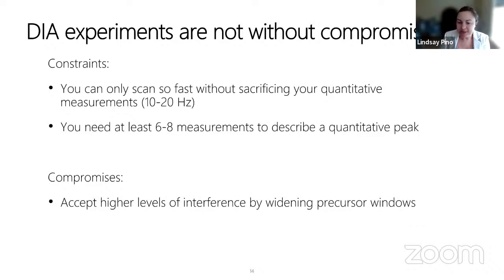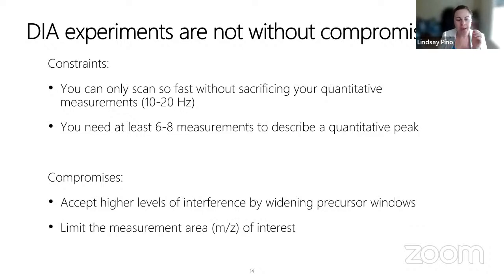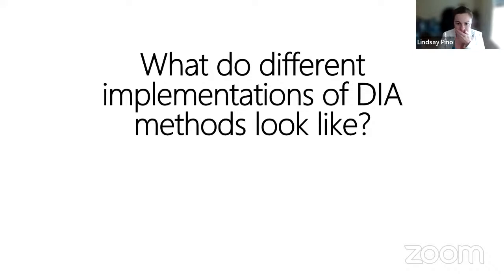There are some compromises with DIA. The wider you make those MZ windows, the more interference comes into your quantification. We'll talk more about that later and actually show you what that means. And then finally, you can't measure across the entire range of the proteome. You have to choose where you want to measure. So we're going to talk a little bit more about what these mean.